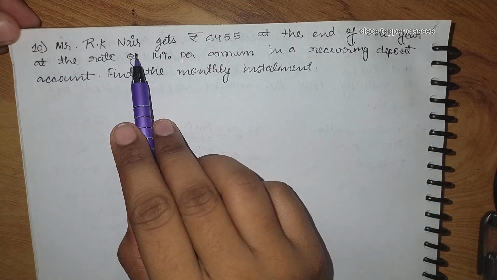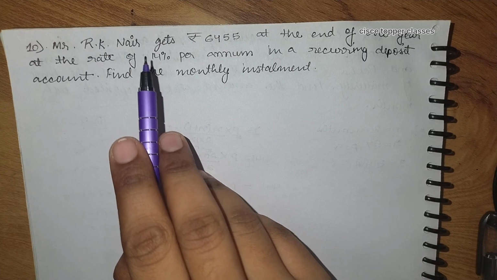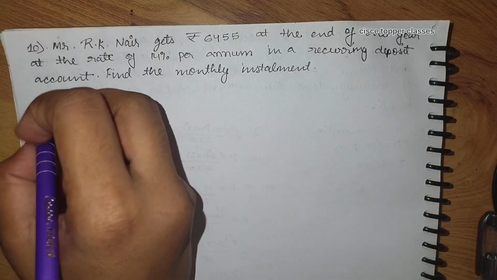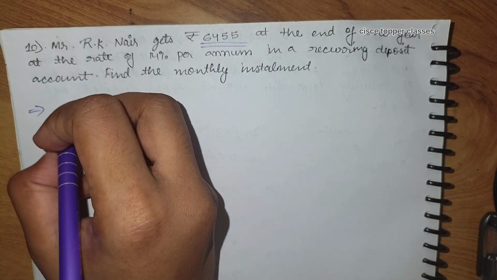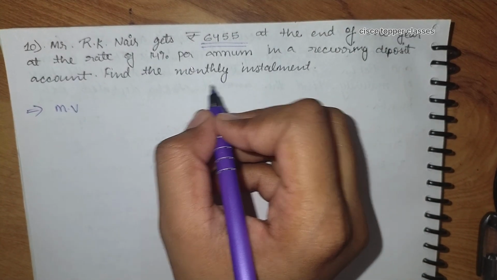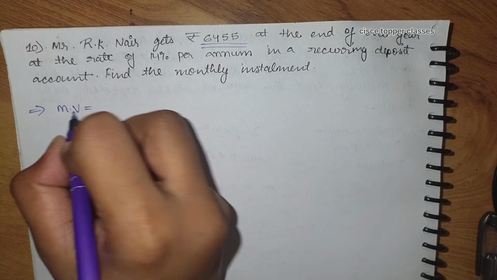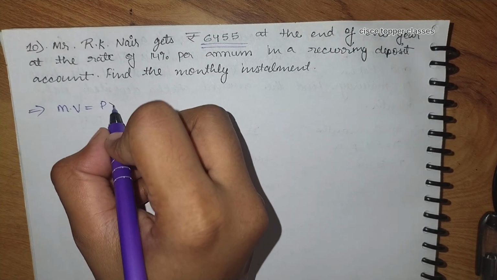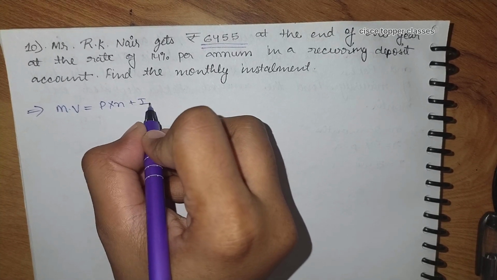Mr. R.K. Nair gets rupees 6455 at the end of 1 year at the rate of 14% per annum in a recurring deposit account. We have to find the monthly installment. Firstly, this given value is the matured value in 1 year. From this matured value, we will find the value of interest, and from that interest, we will find the monthly installment. We can find the monthly installment P from this formula, because matured value is P into N plus interest.